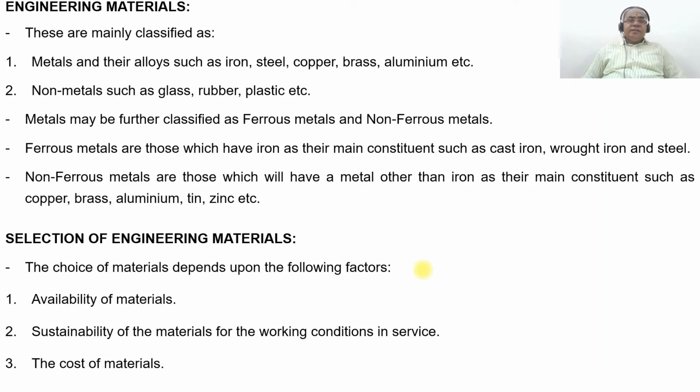The second point is the sustainability of the material for the working conditions in service. That means during working, the material should be able to sustain all the working conditions which are going to come on that material. And of course, the last factor, which is the most important, is the cost of the material. So these are the major factors I need to consider: one is the availability of the material, second the working conditions, that is the sustainability, and the third one is the cost.